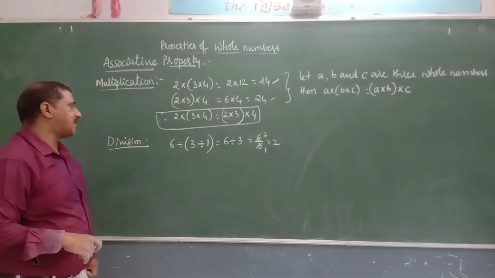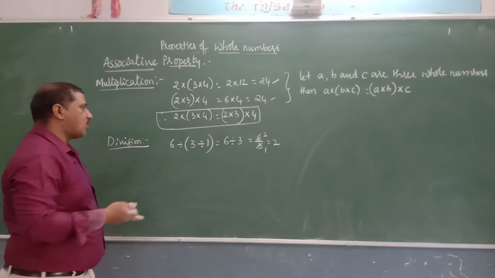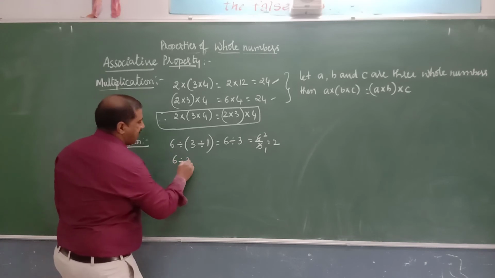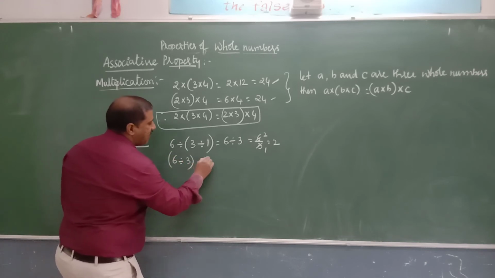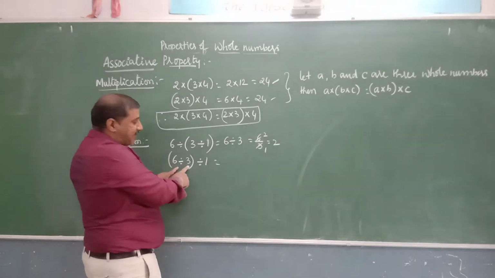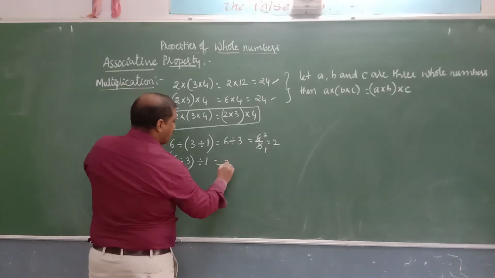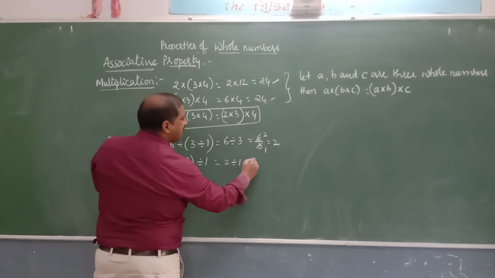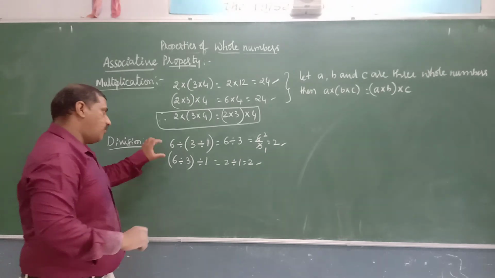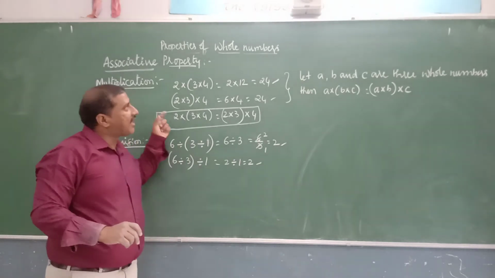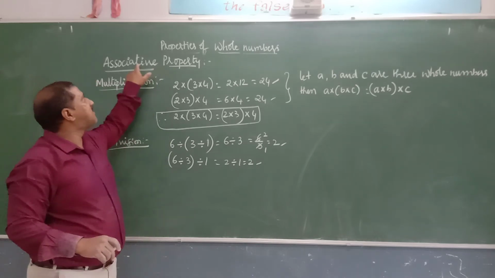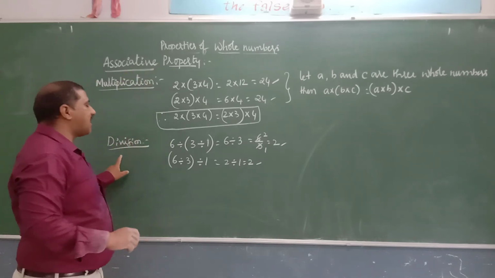Next we will check whether we get the same quotient or not. So (6 divided by 3) divided by 1 is equal to 6 divided by 3, which is 2. 2 divided by 1 is equal to 2. In both the cases we got the same quotient. So with this example you cannot conclude that whole numbers satisfy the associative property under division.